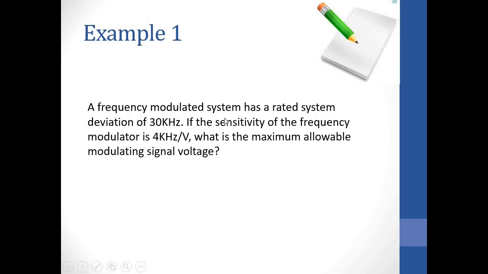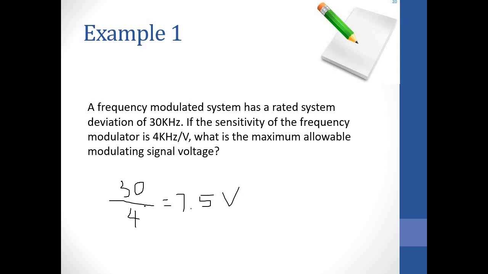We're given a frequency modulated system with a rated system deviation of 30 kilohertz. So this is the maximum deviation allowed. If the sensitivity of the frequency modulator is 4 kilohertz per volt, what is the maximum allowable modulating signal voltage? In this case, we are given our deviation being equal to 30 kilohertz, and our frequency modulator sensitivity is 4 kilohertz per volt. So if we divide by this, we get 7.5 volts.